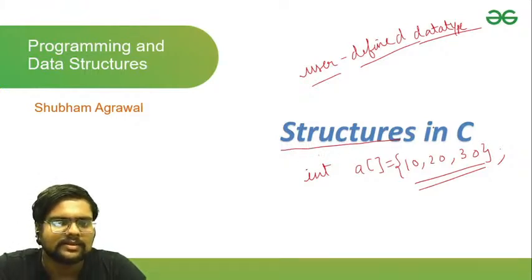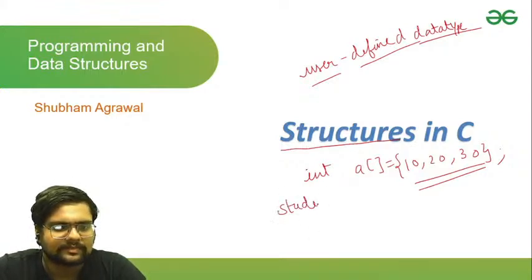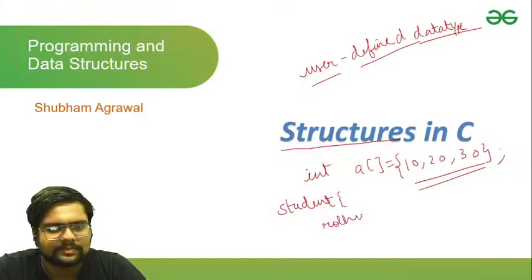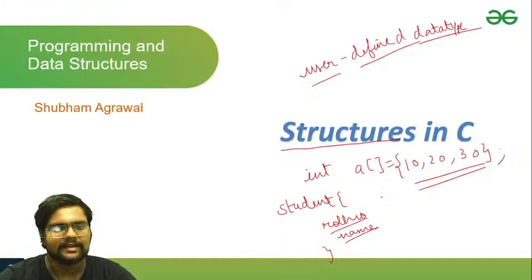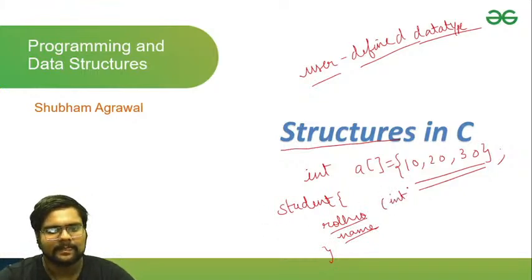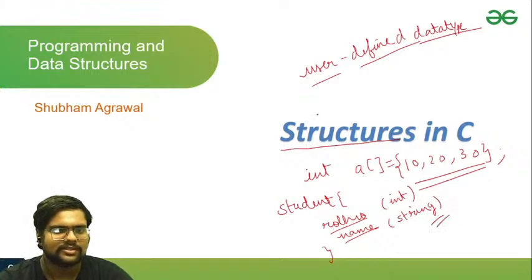So if I want to store a record of a student, then I will have a roll number, then I will have a name, etc. So this will be a structure, and it can contain an integer field, and then it can have a string, that will be a character array. If my requirement is something like this, then I have to use structures in C.